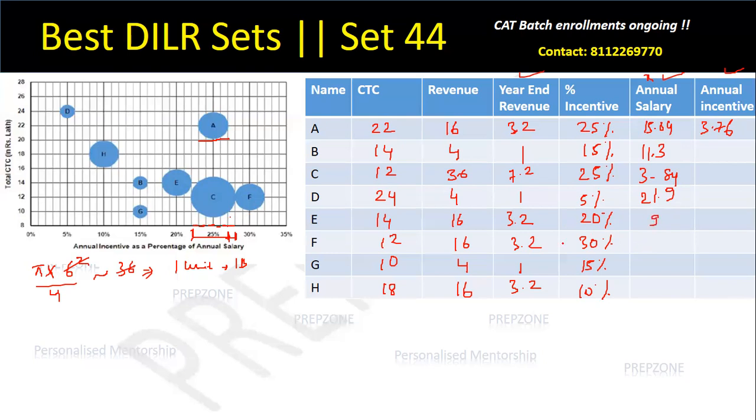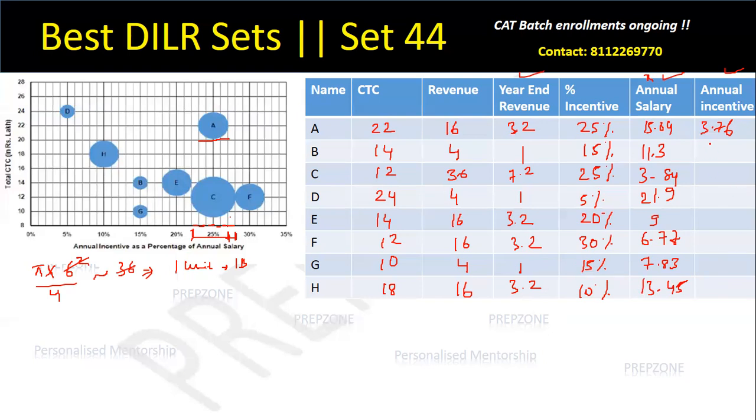Then this has to be 6.77, right? Then this has to be 10 minus 6 by 1.5. So this has to be 7.83, 9 by 1.15. Then 18 minus 3.2 divided by 1.1. This has to be 13.45, right? If I know this annual incentive, then I can calculate it.